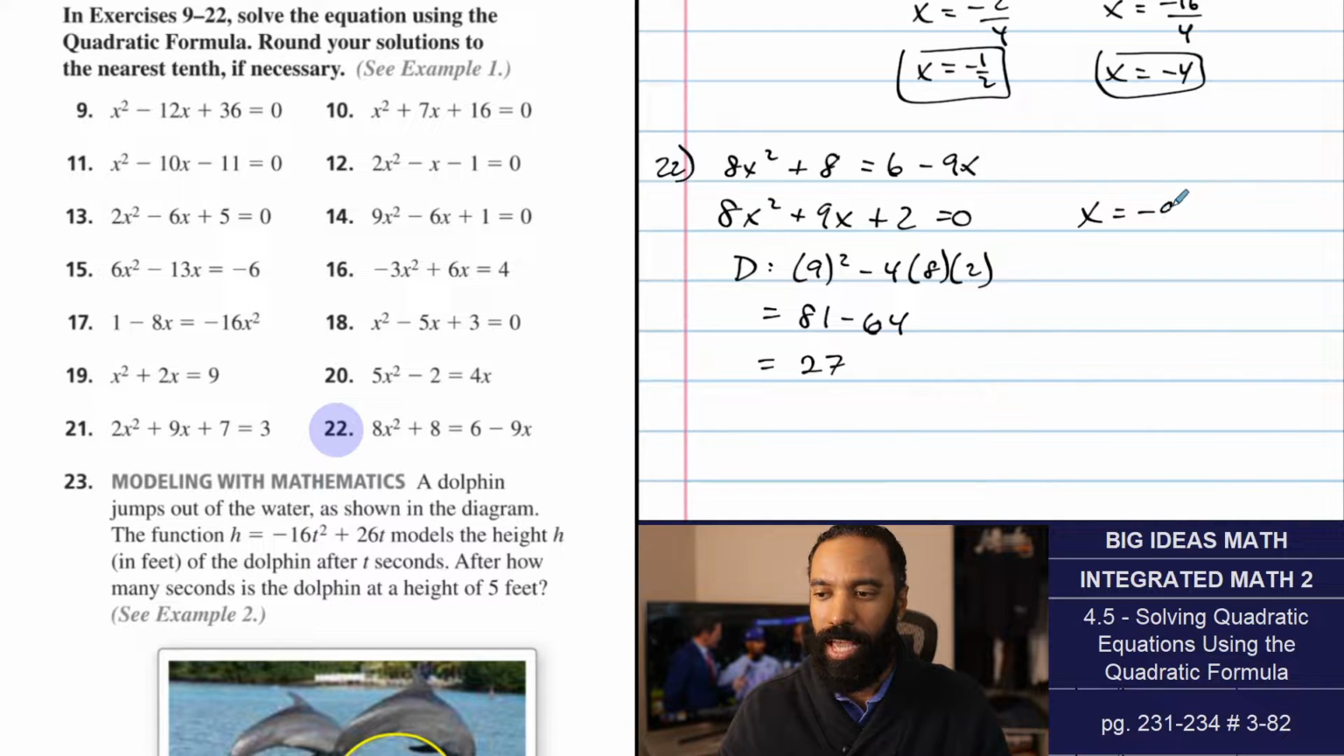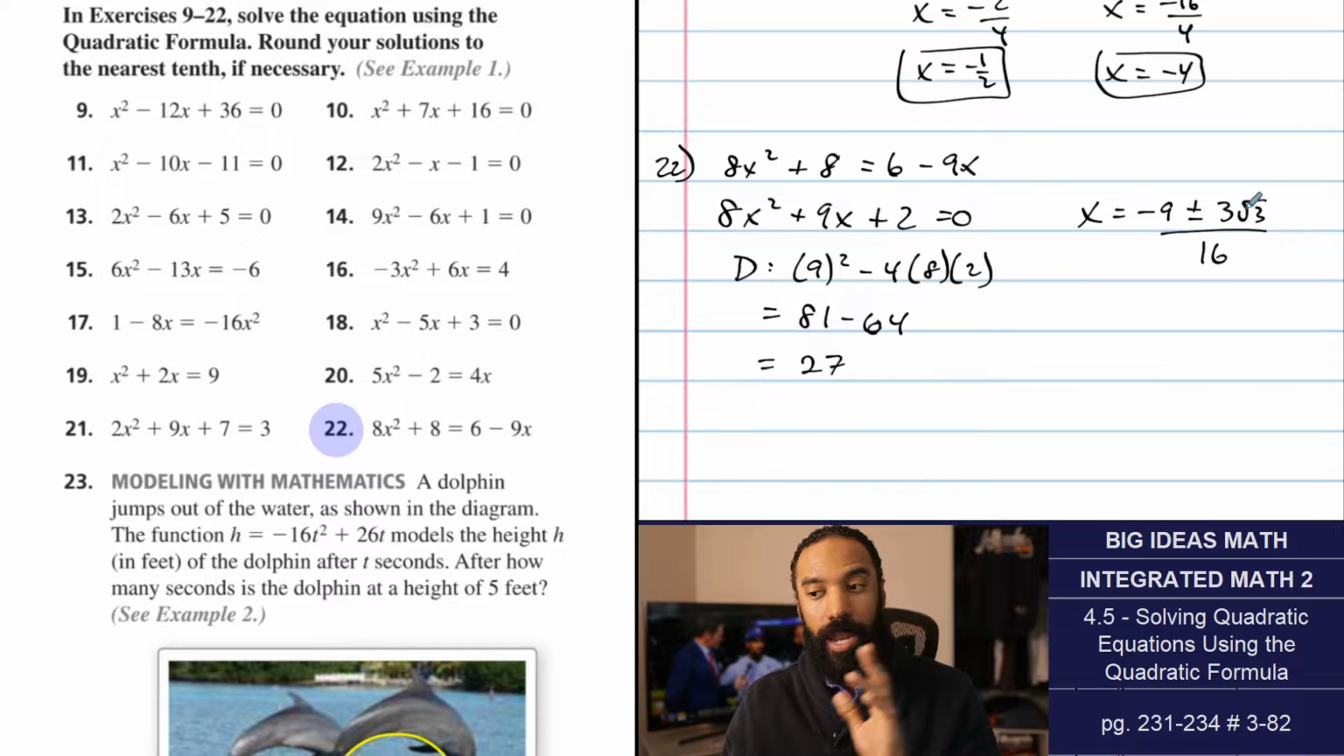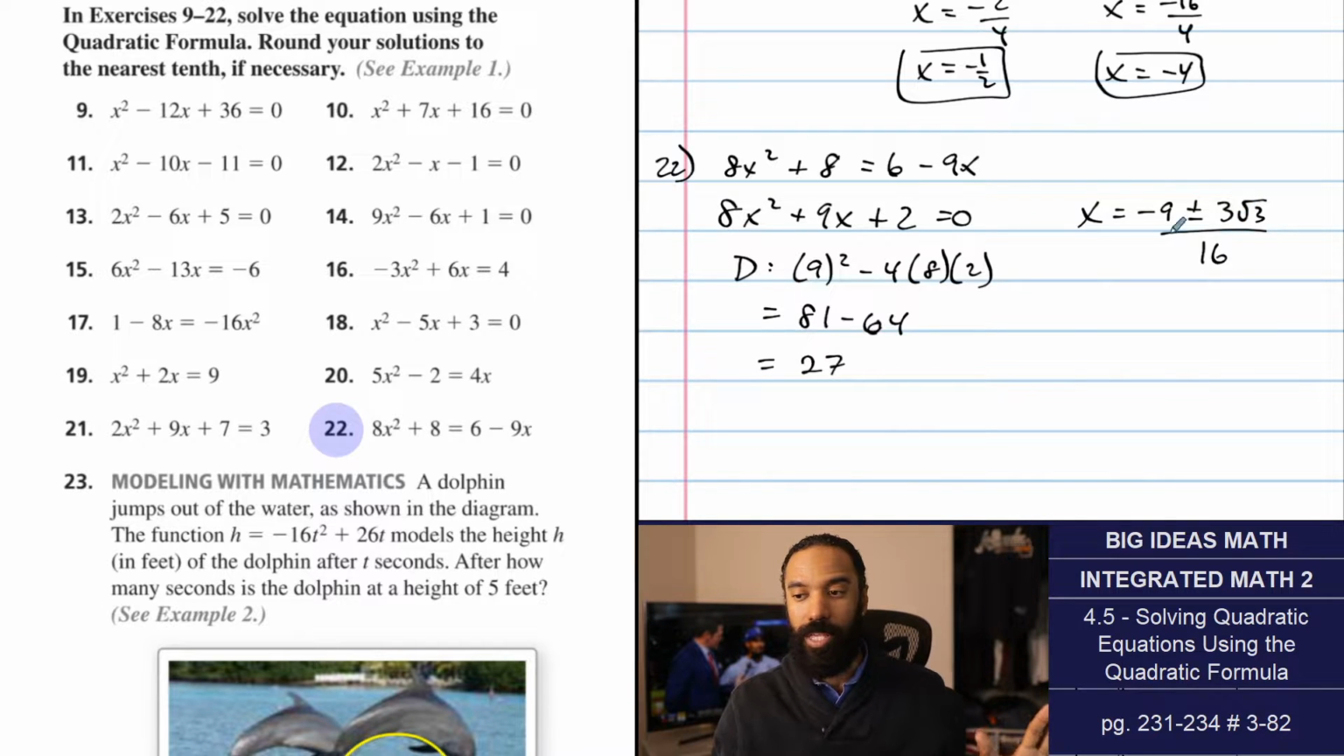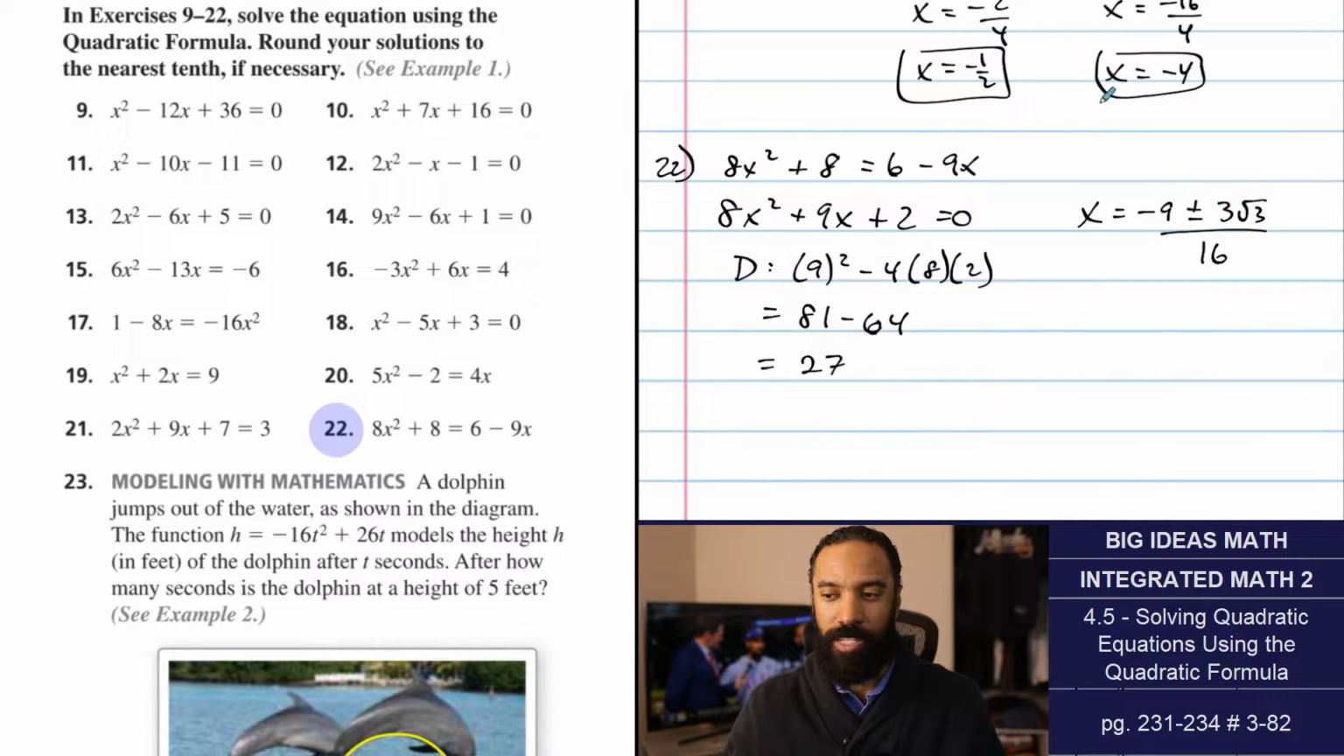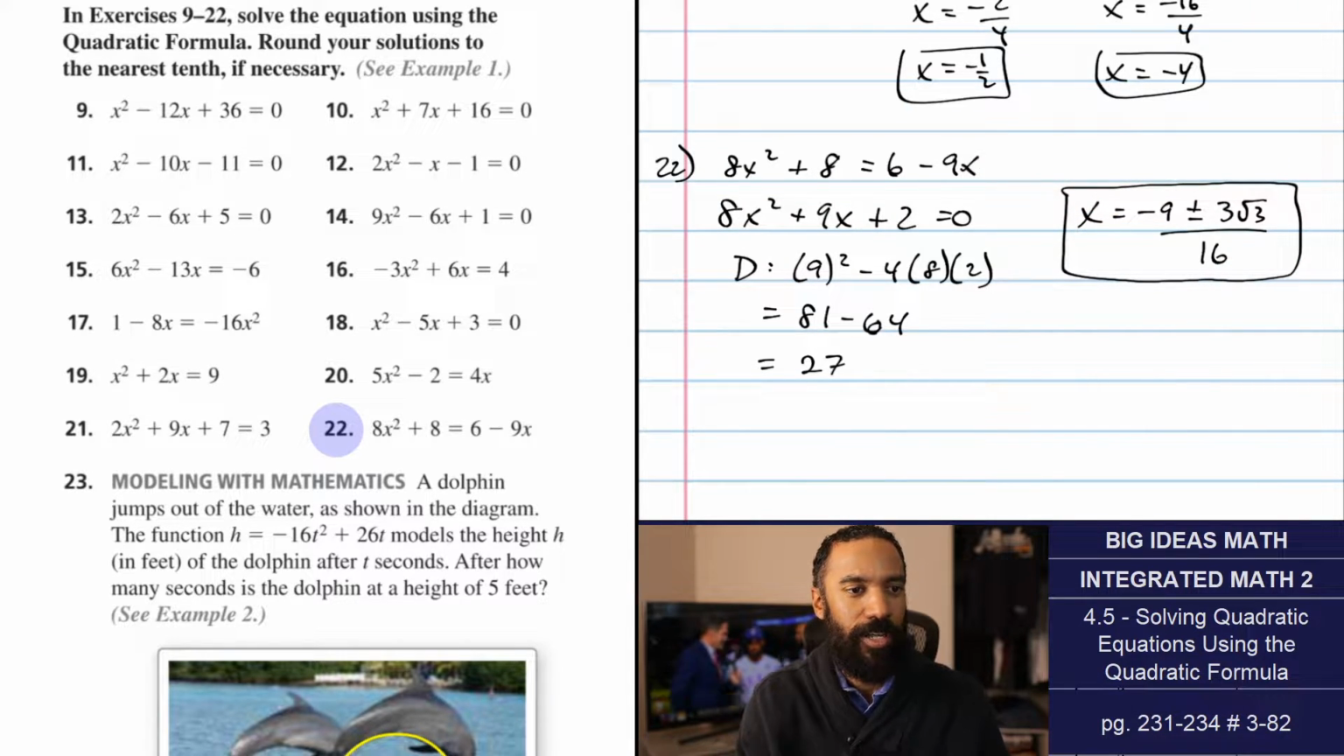For quadratic formula, x equals negative b, plus or minus the square root of b squared minus 4ac, all over 2a. 2 times 8 is 16. We can't reduce this. 9 and 3 can't divide by 16 at all. Both would have to for us to do the actual reduction. So we're going to leave it like that. I'm going to round to the nearest tenth, but we're going to leave the exact answer like that.